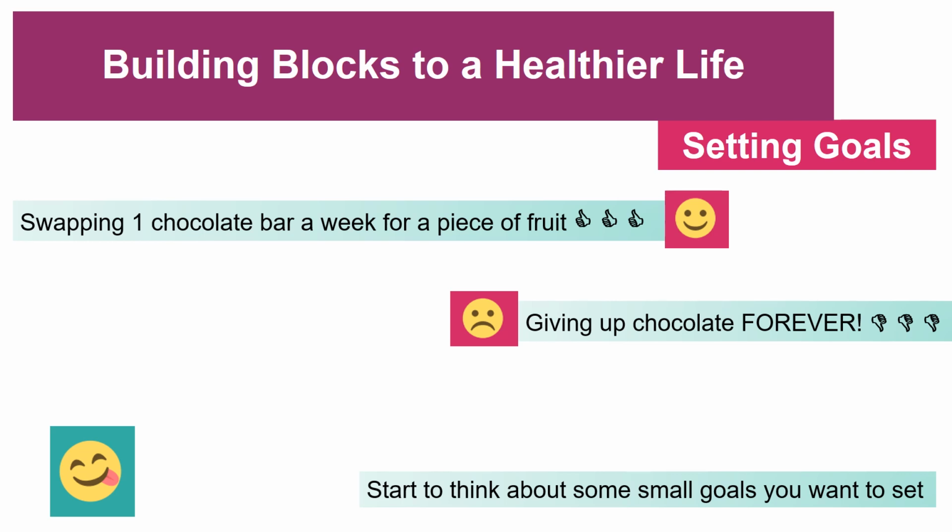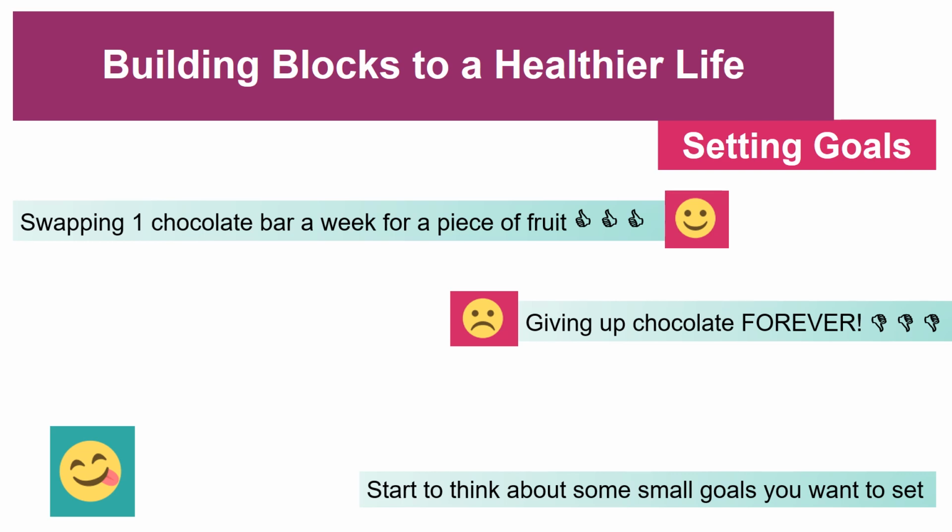So, let's have a look at what makes a good goal. On page 4 of your session booklets, you will find these 2 goals. Goal 1. Swapping a chocolate bar for a piece of fruit one day this week. Goal 2. Never eating chocolate ever again. Have a think. Which do you think is the better goal?